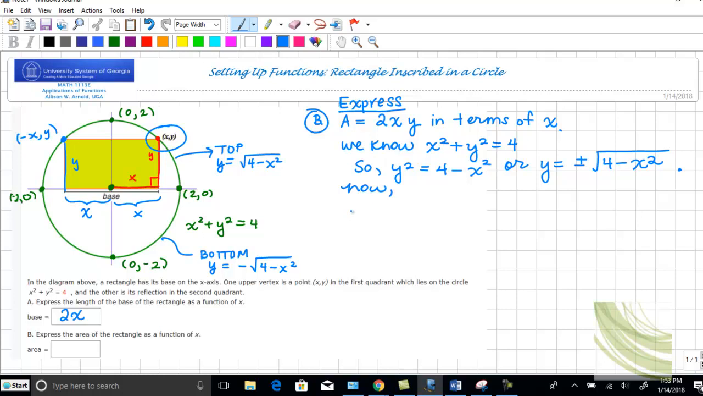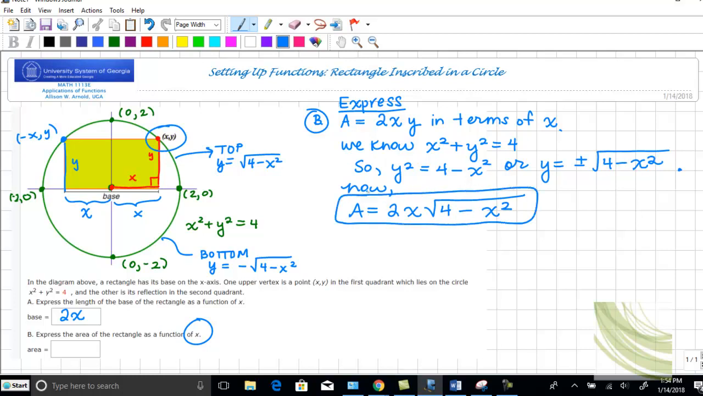But now remember your goal. The area of the rectangle needs to be ultimately related to x. And we have discovered that for this rectangle where (x, y) is in the first quadrant, y is the positive square root of 4 minus x squared. So that's our area here in terms of x.